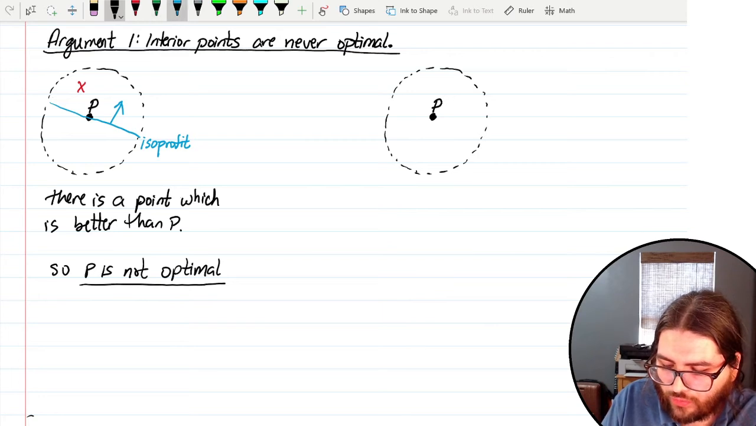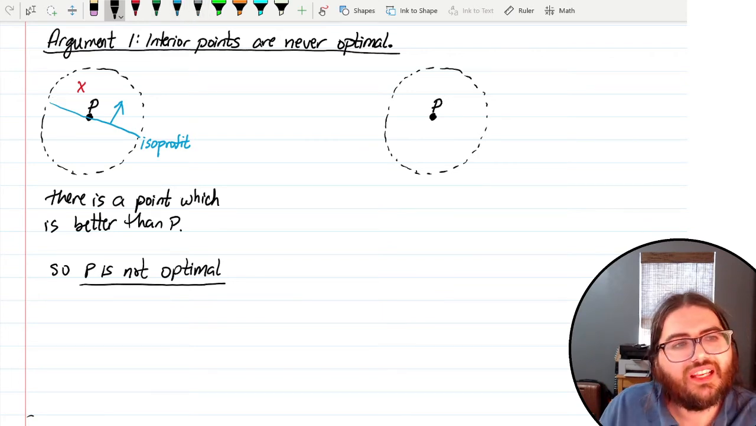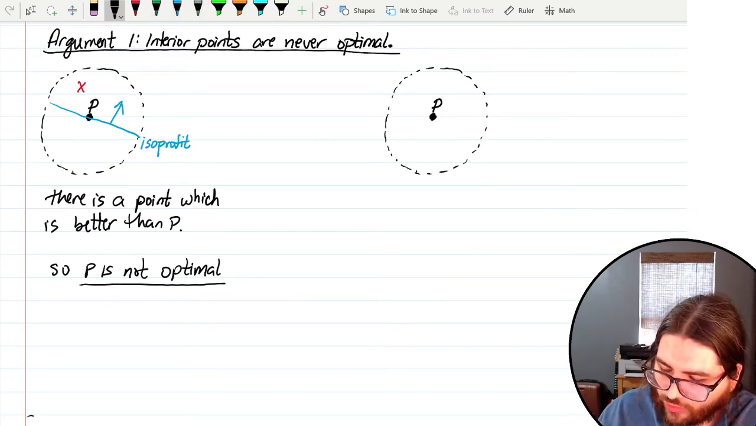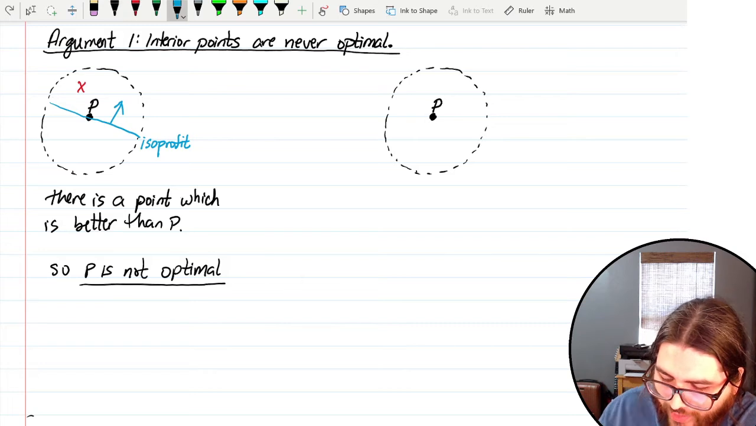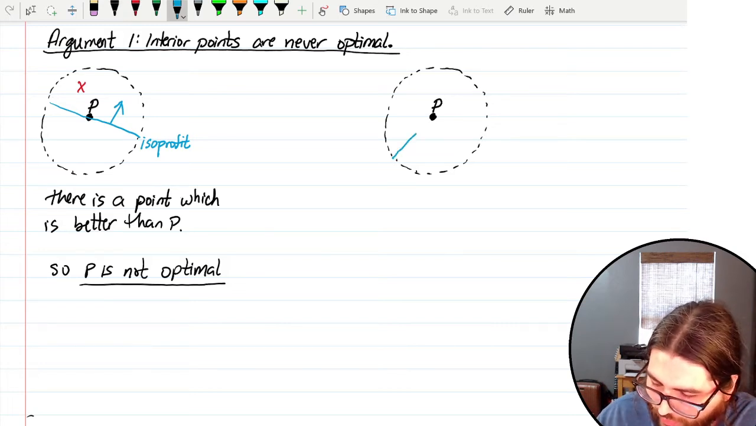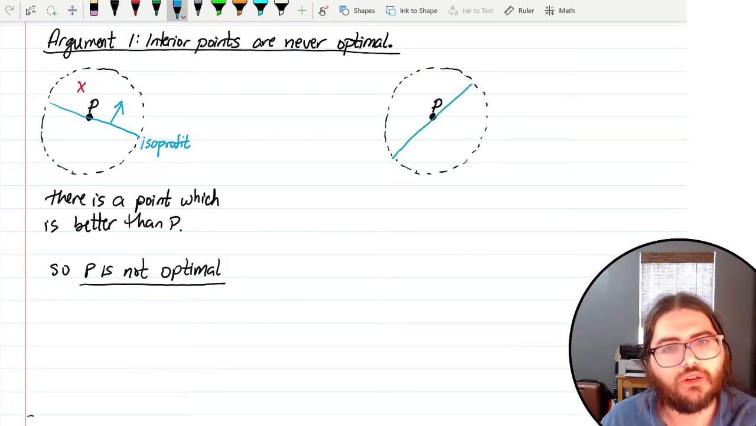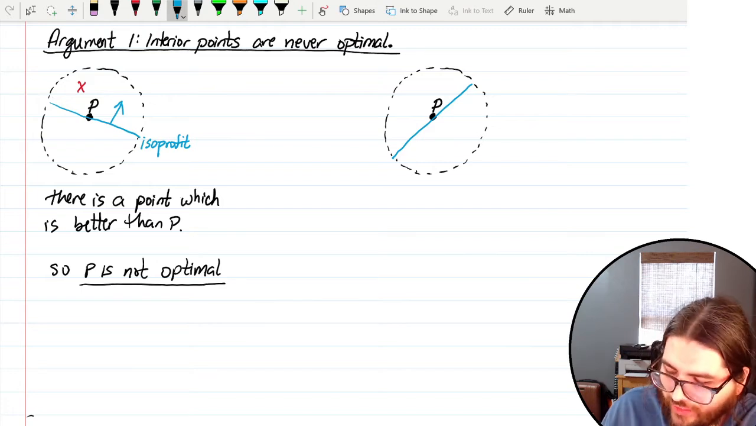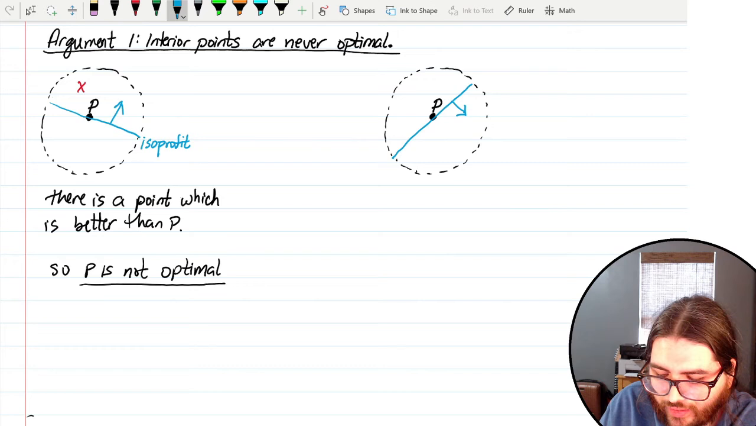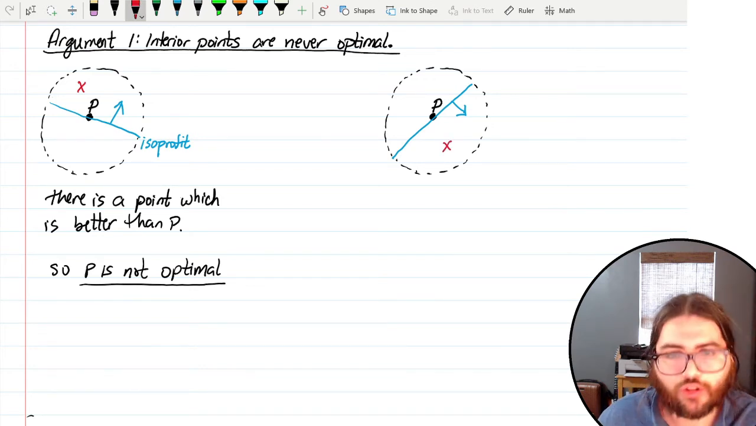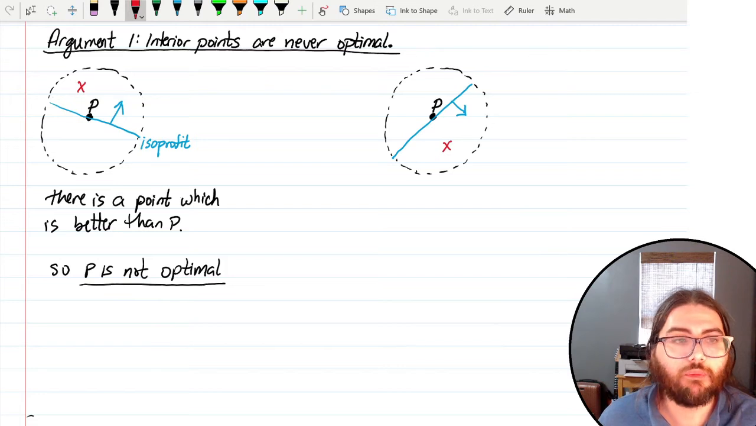I'll leave it to you to pause for a moment. See, any way that you draw your isoprofit line, and any direction that you choose to be better, because remember, you could draw it with any slope going through here, and you could say any direction is better, right? Top side, bottom side, left side, right side. Any way that you draw your picture, there will always be another point that is better than P.